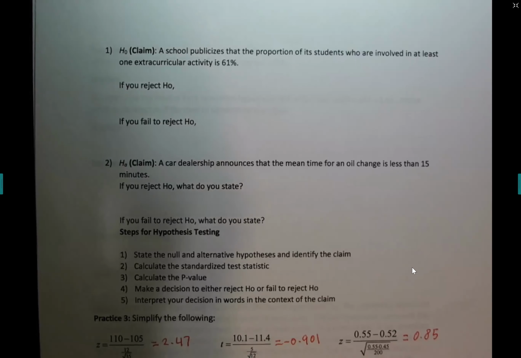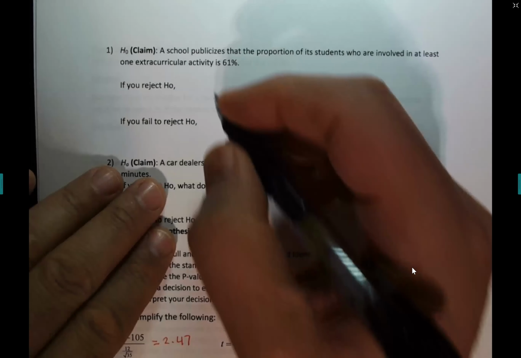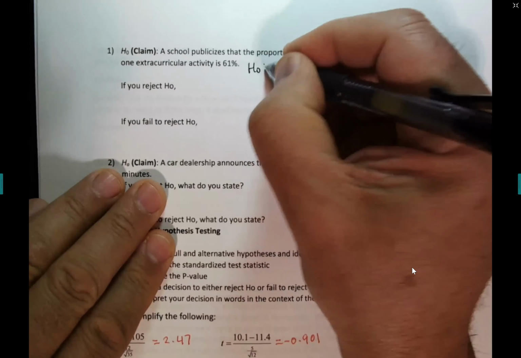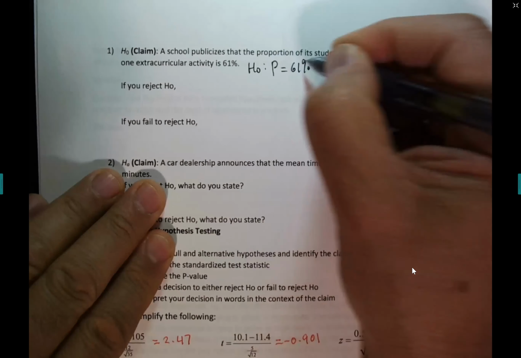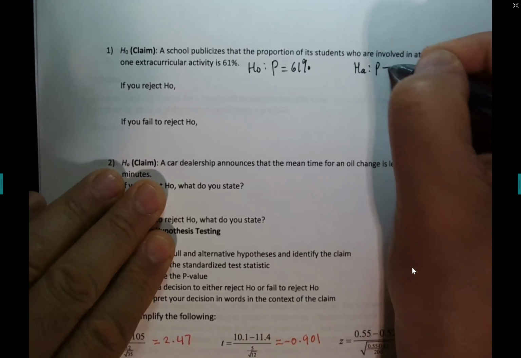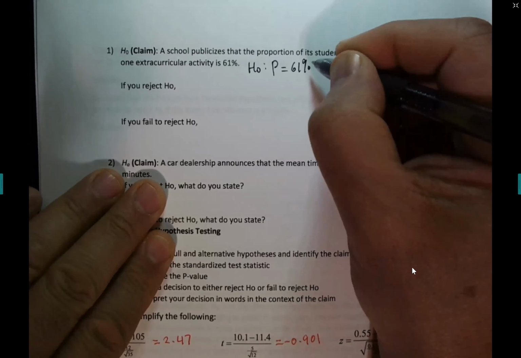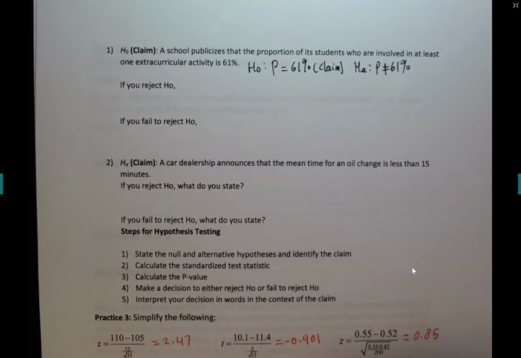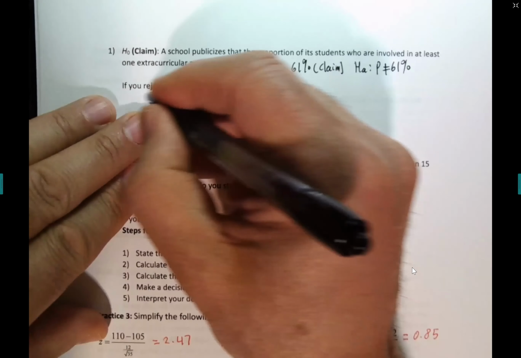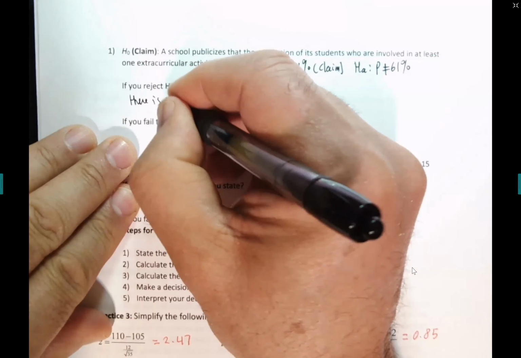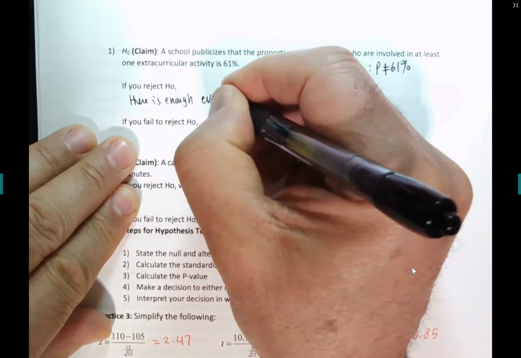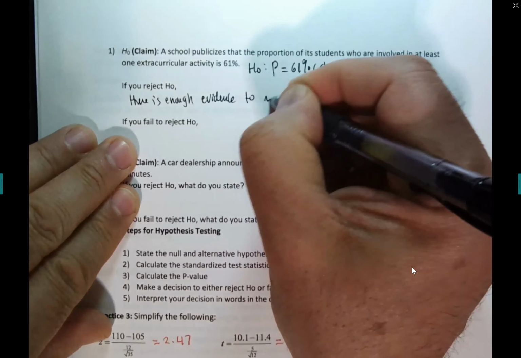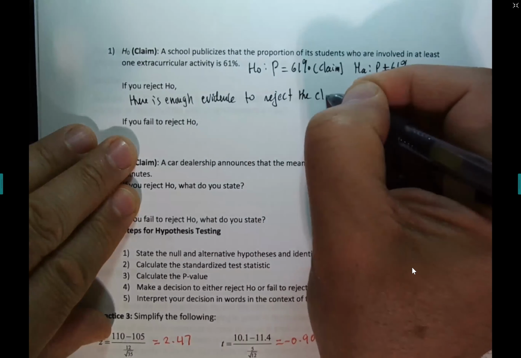A school publicizes that the proportion of its students who are involved in at least one extracurricular activity is 61%. So H0 will be P is 61%, and HA will be P is not equal to 61%. And guys, you agree with me that the claim is in H0. You cannot use the word support now. If you reject H0, what do you say? You say there is enough evidence to reject the claim. And you just copy it and paste it, whatever it is.